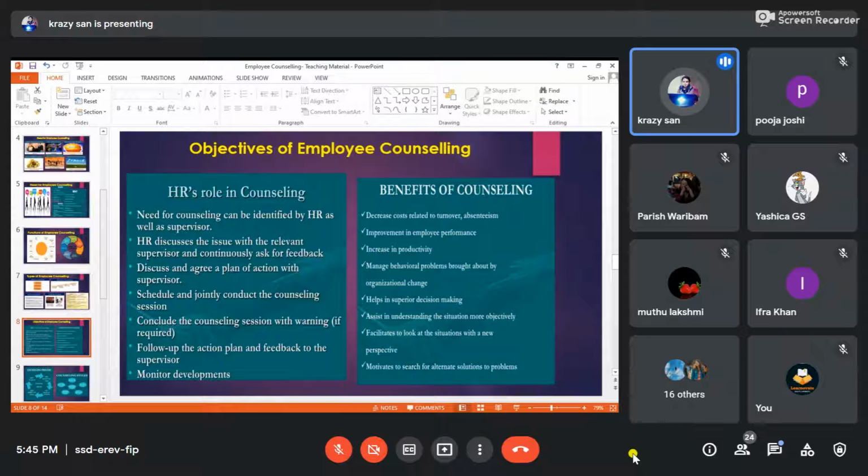And what are the benefits? What happens when proper counseling is given to your employee? Certain benefits come out. What are they? You will find that it decreases the cost related to turnover, that is, the absenteeism number will decrease. Improvement in employee performance, increase in productivity, managing behavioral problems brought about by organizational change, helps in superior decision making, assists in understanding the situation more objectively, facilitates looking at the situation with a new perspective, and even motivates the search for alternate solutions to the problem. Those who went through the counseling session sometimes become building blocks for newcomers, to help motivate them to find alternate ways of solving problems.